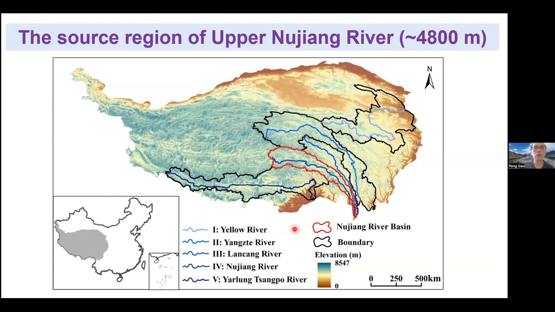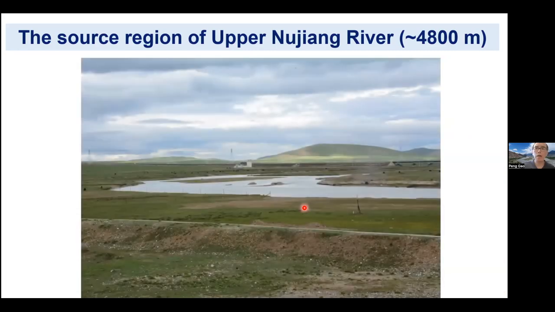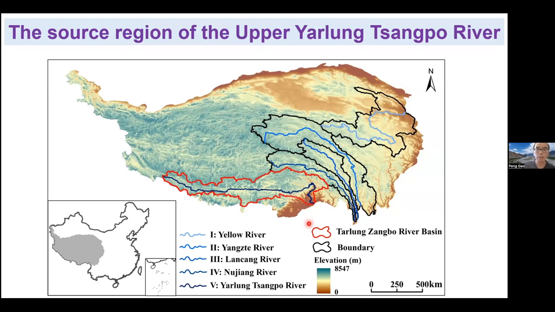Next, I show you the upper Nujiang River. Okay, in this river, because it's not easy to reach, we haven't spent a lot of time on it. So I just show you one picture in the upstream section of this river, which also shows a braided morphological structure in this watershed.